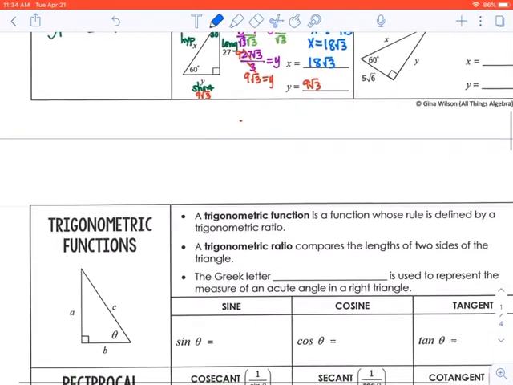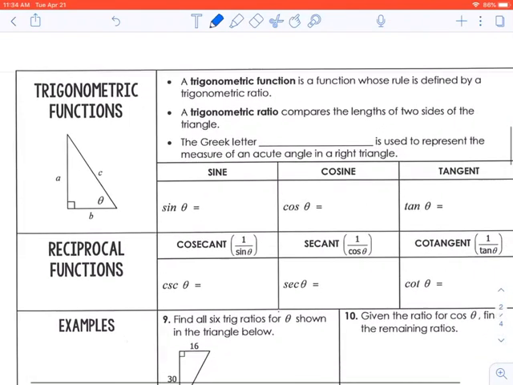Now we're going to continue on and review geometry, and now we're going to start our trig functions. Okay, a trig function is a function whose rule is defined by a trig ratio. Okay, a ratio is a fraction, so remember that. A trig ratio will be a fraction. Okay, it compares the lengths of two sides of a triangle.